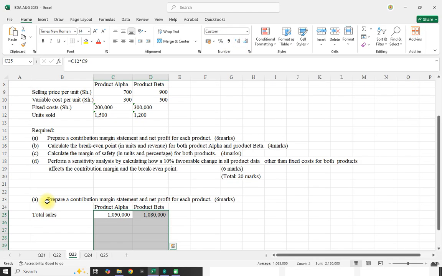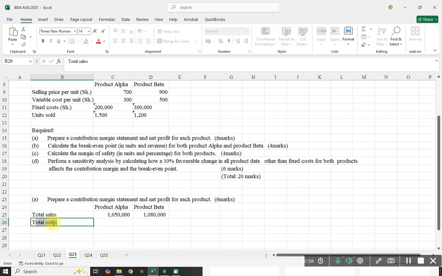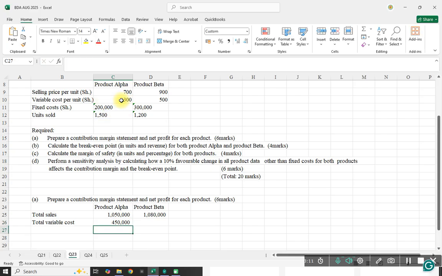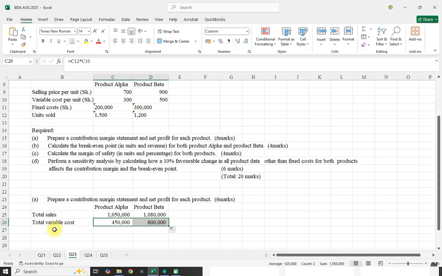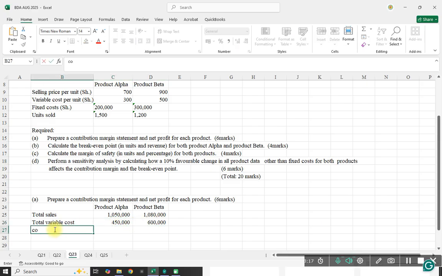Then we have the total variable cost. For the variable cost, the same thing: the units sold multiplied by the variable cost per unit, that way. And you'll get your contribution.